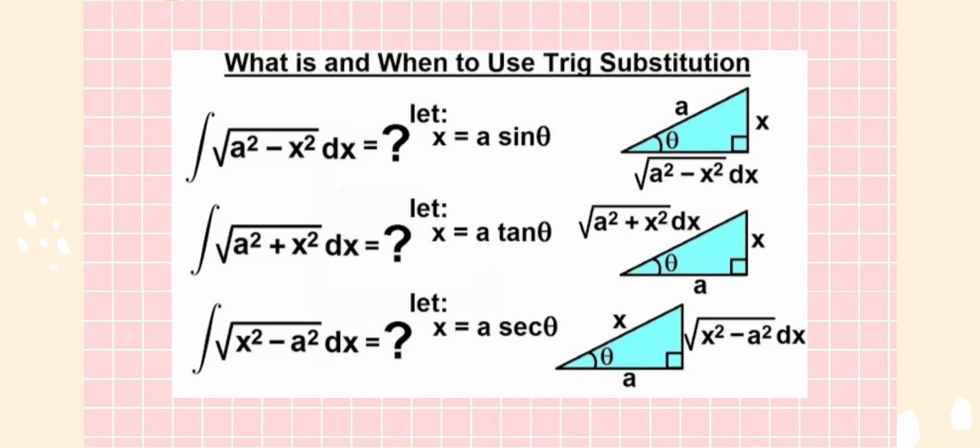For the last one, the square root x to the power of 2 minus a to the power of 2, the x will be a secant theta. Secant is 1 over cos. So the x will be hypotenuse and a will be adjacent.